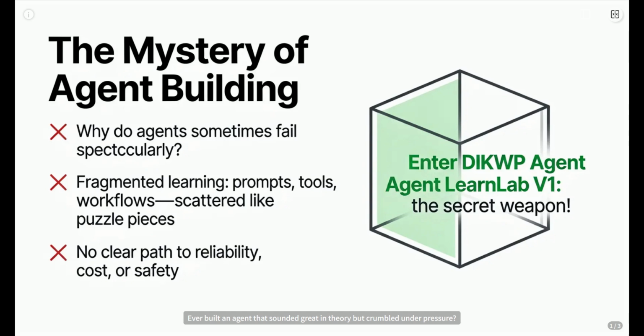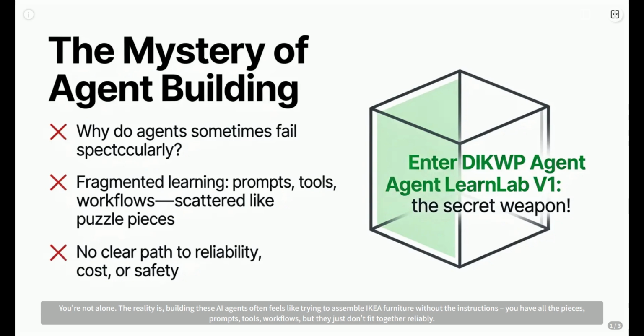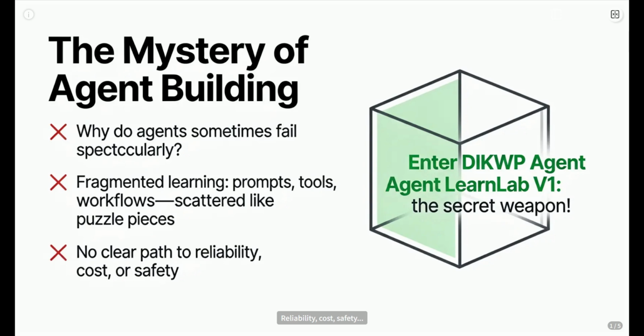Ever built an agent that sounded great in theory but crumbled under pressure? You're not alone. The reality is, building these AI agents often feels like trying to assemble IKEA furniture without instructions. You have all the pieces, prompts, tools, workflows, but they just don't fit together reliably. Reliability, cost, safety. It's a murky mess. But what if there was a way to bring order to this chaos?